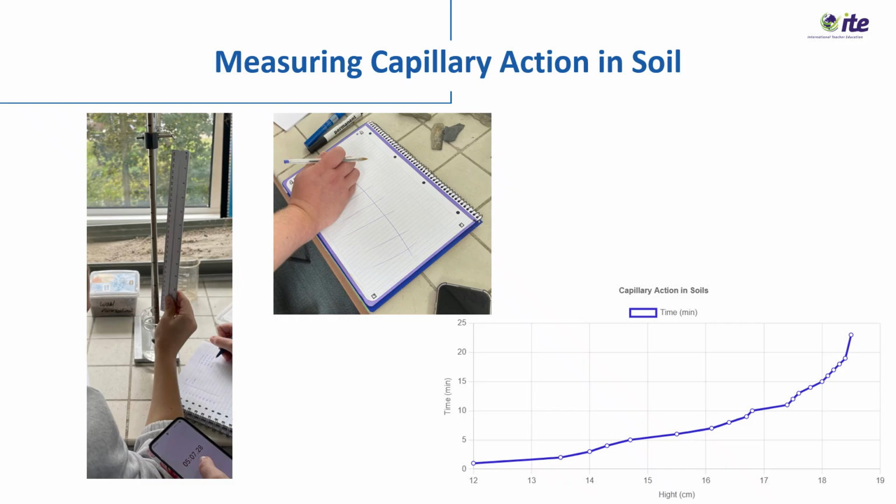Use a ruler to measure how high the water moves in the soil column. You can also note the time it takes for water to reach different heights, which gives an idea of how quickly capillary action occurs in that soil.